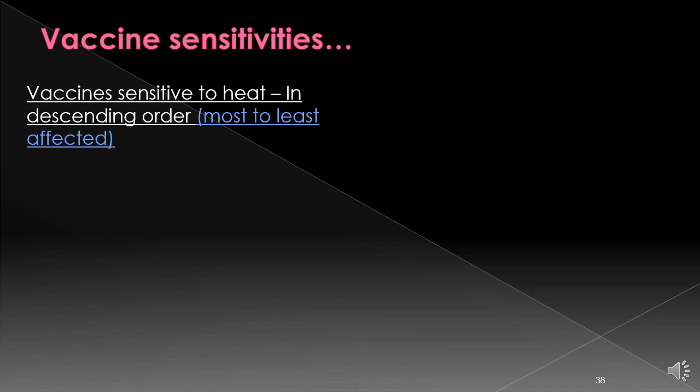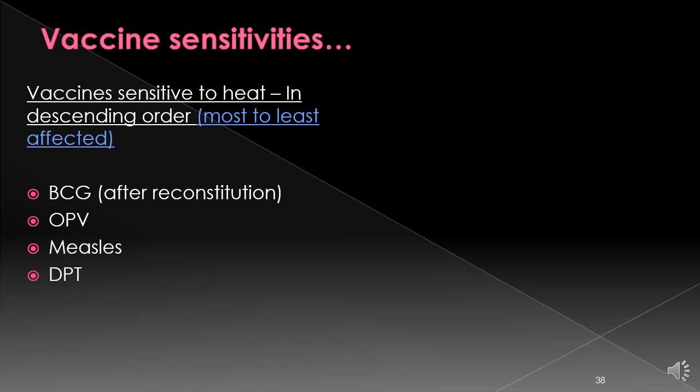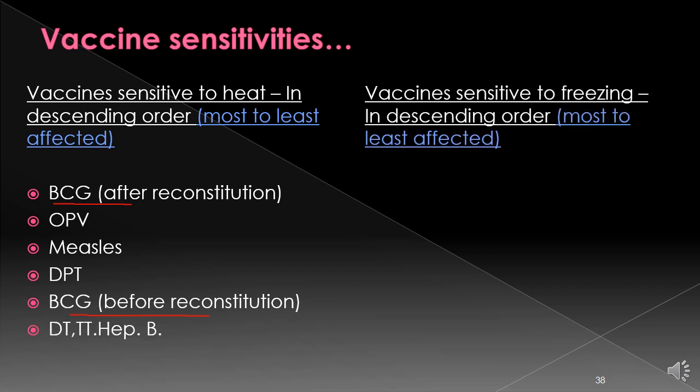So we shall briefly look at the sensitiveness of the vaccines to heat, and this is in a descending order. From the one, BCG is the most sensitive to heat as compared to DPT, but all these are sensitive to heat. It is most sensitive to heat after reconstitution, but it is still sensitive to heat, but less so before reconstitution. That means BCG should not be exposed to light unnecessarily because it will lose its potency.